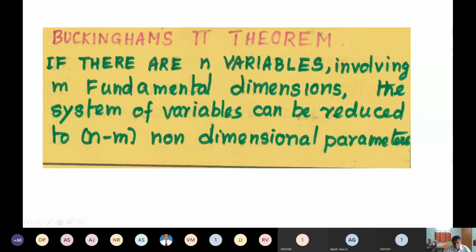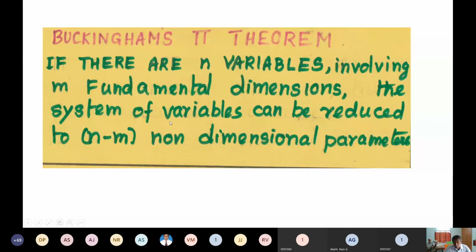Okay, I'll continue. This dimensional analysis is based on Buckingham's pi theorem. This theorem states that if there are n variables involving m fundamental dimensions in a particular phenomenon, the system of variables can be reduced to n minus m non-dimensional parameters. The total number of variables is denoted by small n, the number of fundamental dimensions by small m, and finally the number of parameters will be n minus m.